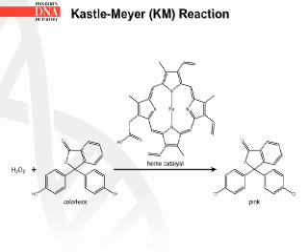This chemical equation is showing the reaction that is occurring during the Kastle-Meyer reaction. You have hydrogen peroxide and your colorless reagent. When they are mixed together in the presence of a heme catalyst, it will give a pink reagent. This reagent is now pink because of the removal of the hydrogen groups from the hydroxide on the colorless reagent.